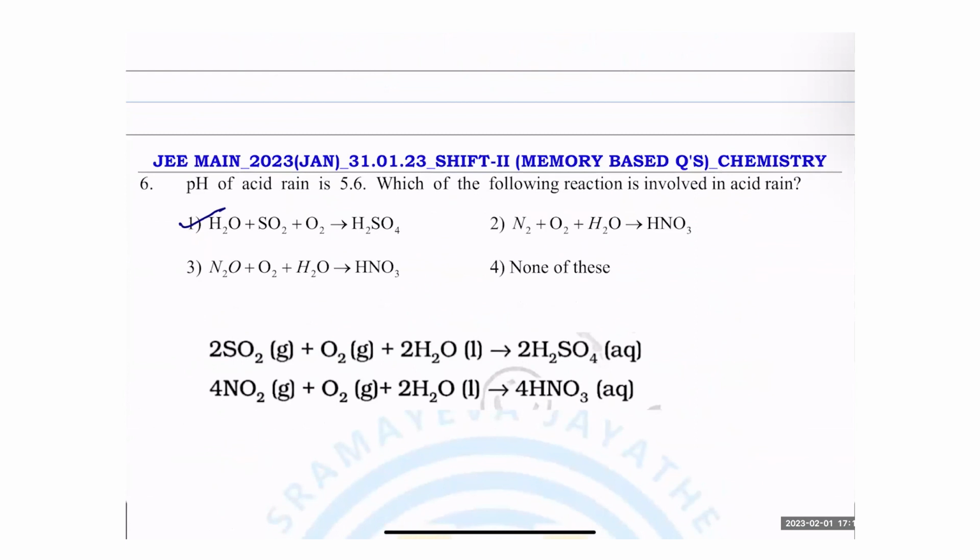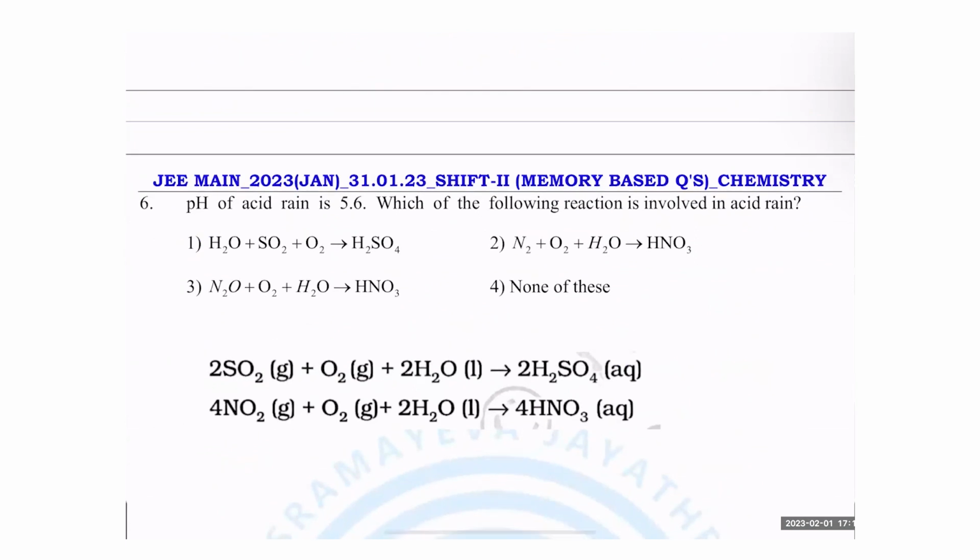And the next one, this question is related to acid rains. pH of acid rain is 5.6. Which of the following reactions is involved in acid rains?